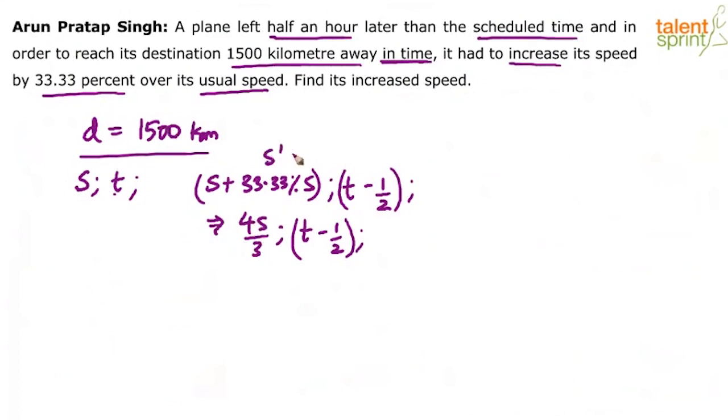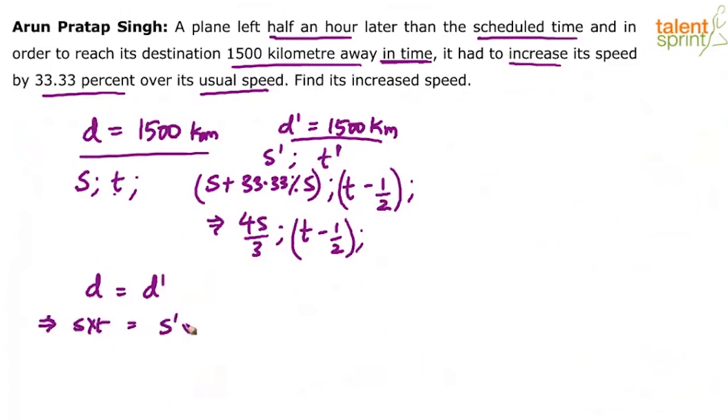Let's say this is s dash and t dash. So the increased speed s dash has to be calculated. Now how do you do it? One simple point to be noticed: in both the cases the distance traveled is the same. What is distance? Speed into time. So d is equal to d dash, which means s into t is equal to s dash into t dash.